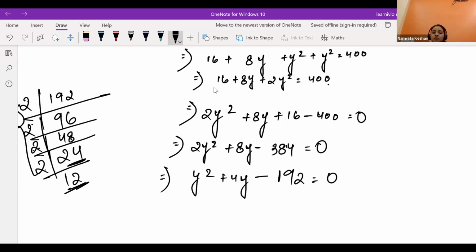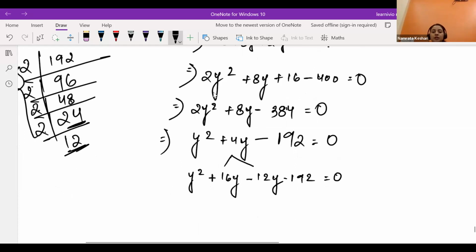Okay, so 16y, 12y. Since we are having plus 4y, this will be plus 16 minus 12 y square minus 192 is equal to 0. And from here we'll be able to take out y. Okay, and accordingly we will be finding two possible x values also.